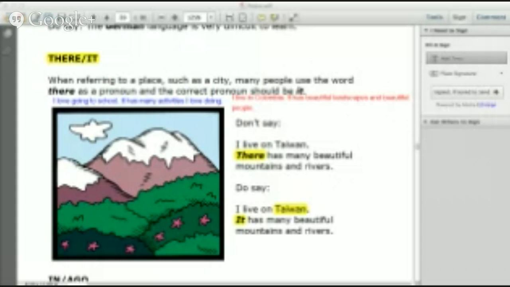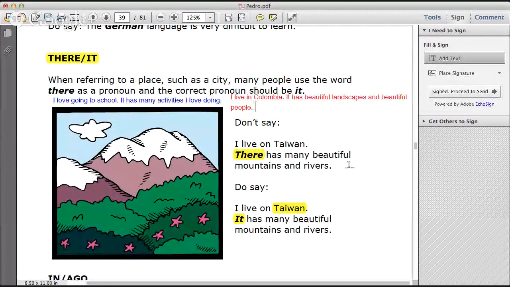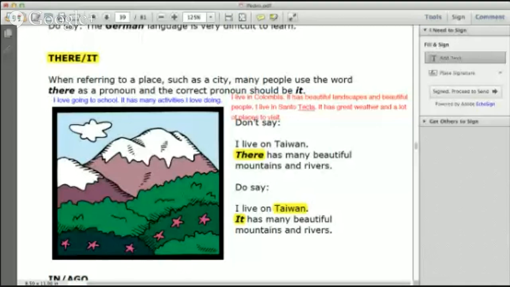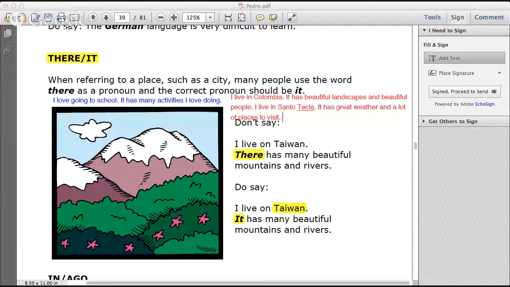Okay. I live in Santa Tecla. It has great weather and a lot of places to visit. Okay, it has great weather and a lot of places to visit. Okay, very good. And you said Santa Tecla, right? Yes. Okay, very good. Great, nice job. Thank you. Okay. How about Ricardo?